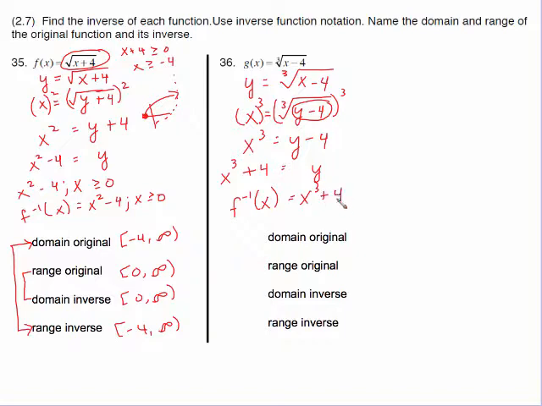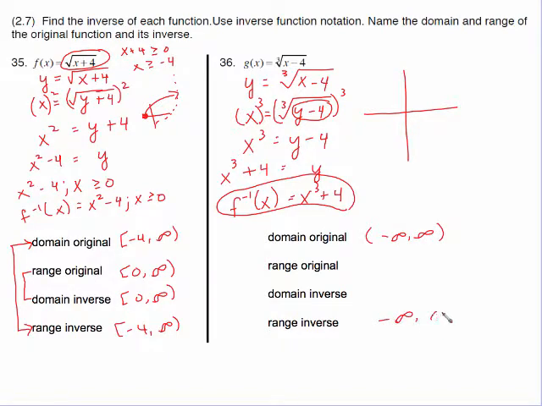And the reason I don't need to put this extra restriction is that this was cube root. So now the domain of the original, the domain of a cube root function, is the infinities. So the range of the inverse is the infinities. Also, the range of the original is the infinities. Therefore, the domain of the inverse will be the infinities.